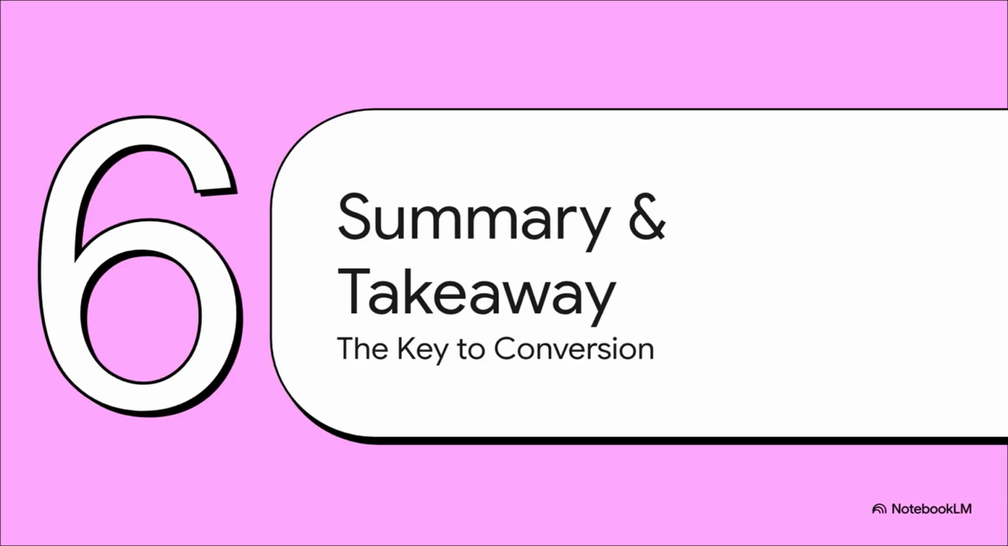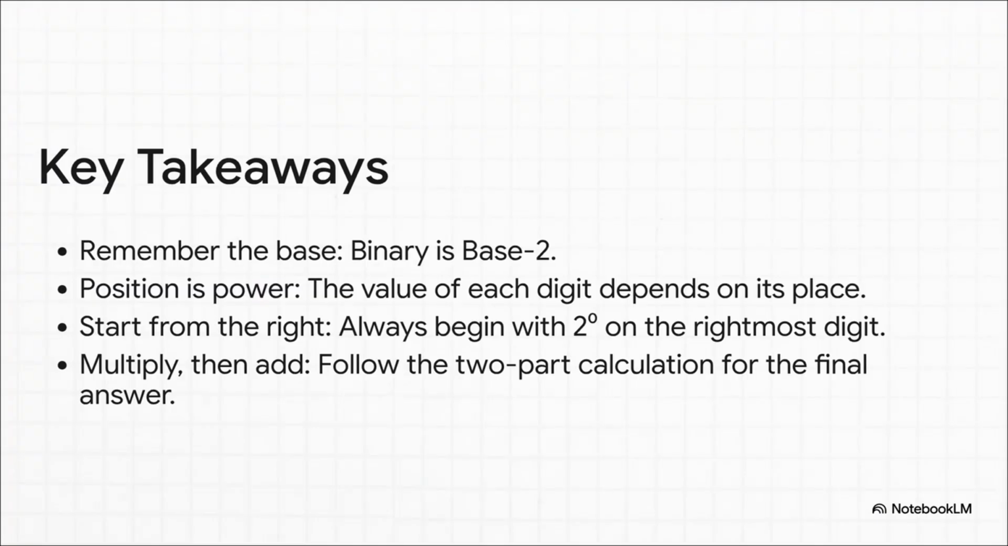So before we finish, let's quickly summarize the most important points that you need to remember. Let's recap. First, always remember that binary is a base 2 system, which is why we always use powers of 2. Second, position is power. The value of any digit depends entirely on where it is. Third, you must always start from the right with a 2 to the power of 0 position. And finally, you just need to multiply each digit by its place value and then add everything together. That's the core of it.